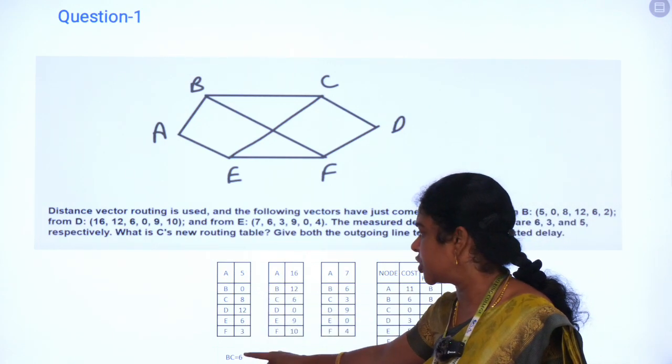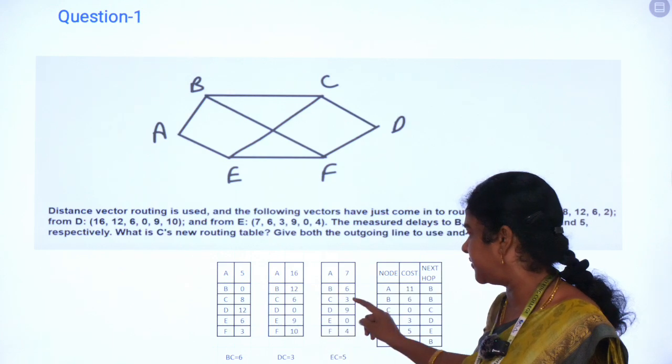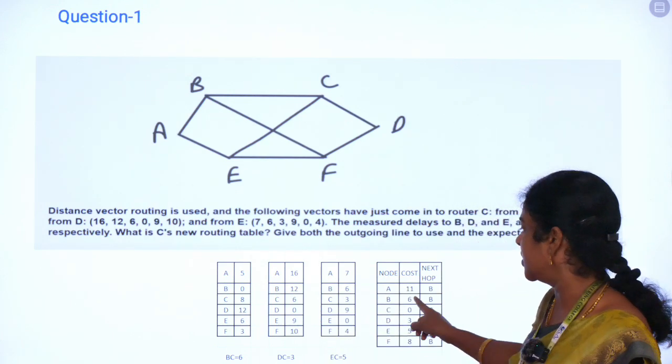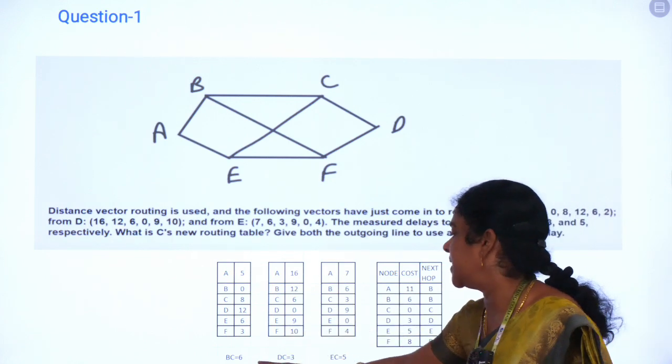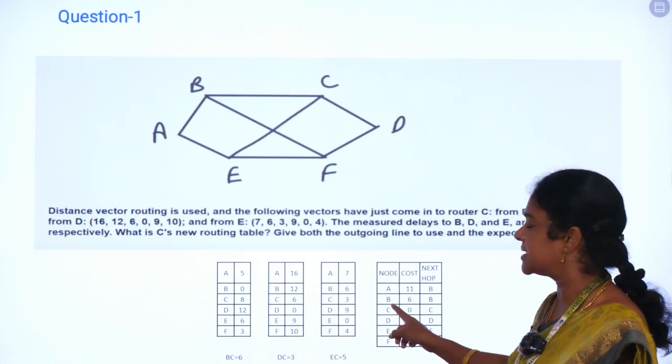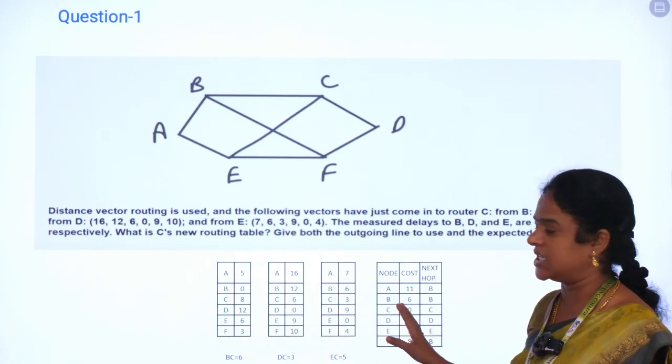For B: 0 plus 6 is 6, and 3 plus 12 is 15, and 6 plus 3 is 9. So we use the minimum cost, which is 6. So B to B is 6. Next one, C. C is your router, so the cost is 0 and the next hop is C only.